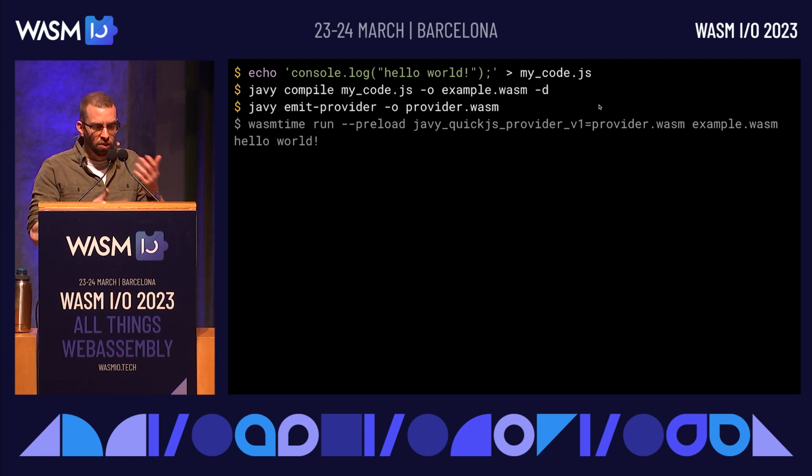And then actually what this looks like in terms of creating one of these modules and executing it. We have the echo command to write out a simple hello world program in JavaScript into a JavaScript file. We do a similar Javy compile call, but this time we pass the -d flag to indicate that we want it dynamically compiled. If you don't pass the -d flag, it's just going to compile it statically. So that's default. And then we do this interesting thing with this Javy emit provider call.